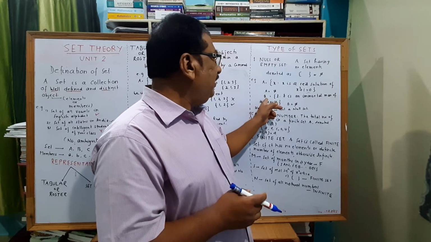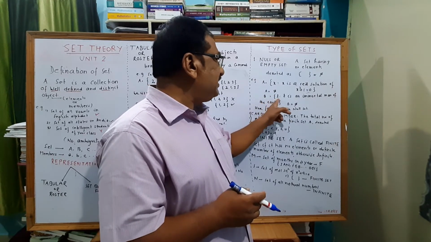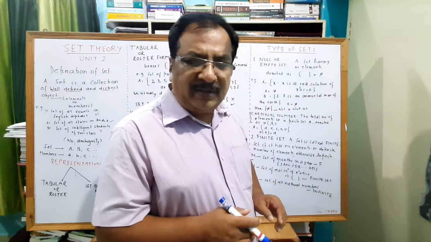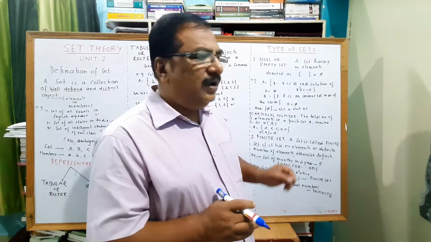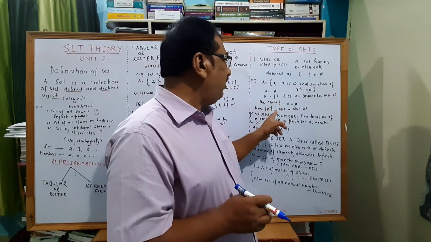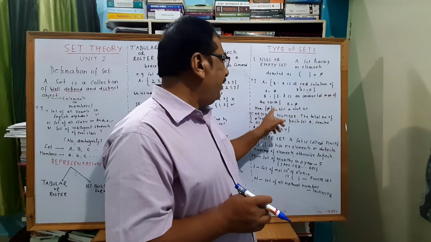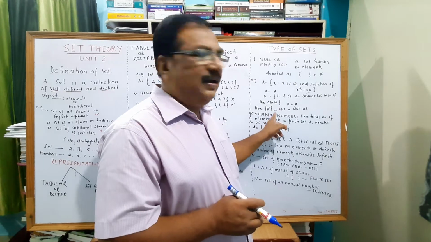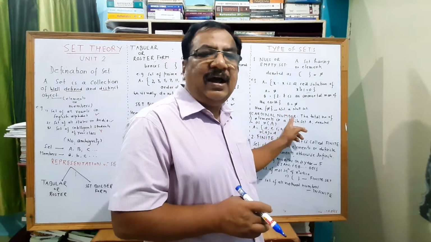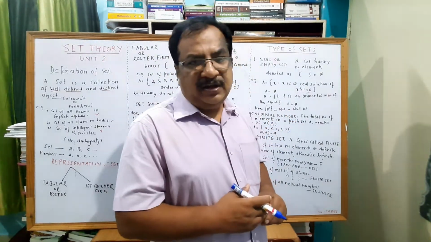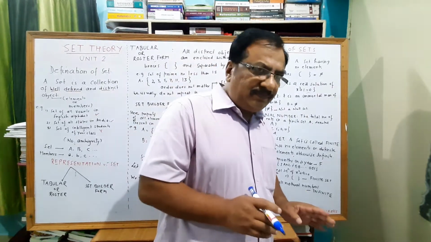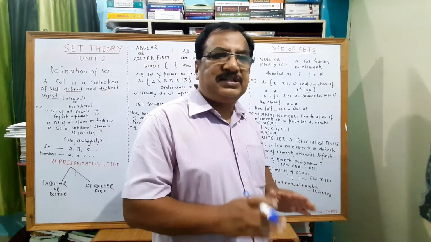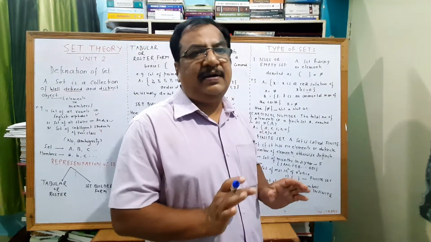Now secondly, B is the set of all t such that t is an immortal man on the earth. Is it possible? Every man is mortal. So no elements will come under this set. So it is a null set. But if φ is written within braces, it is not a null set. It is a set having one element φ. So this is the concept of null set. A null set means a set having no element.